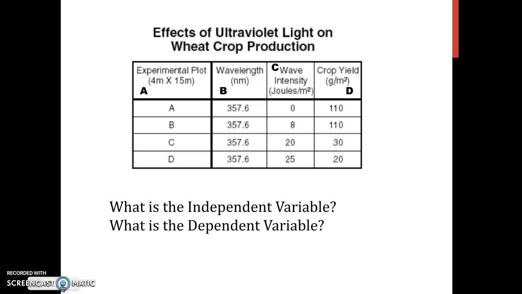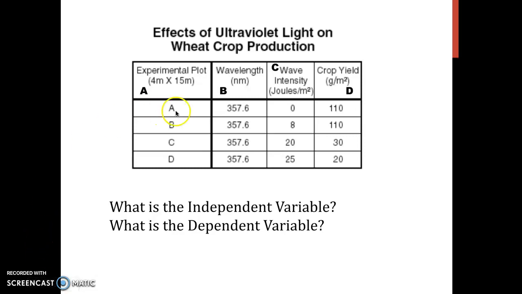Here is another example of a data table, and I'm just curious to see if maybe you can hit pause and answer these two questions. From looking at this data table, what are the independent and dependent variables? Well, a little bit of a review from yesterday's discussion in class. An independent variable is the one thing that we're changing. The dependent variable is what responds to that change that we made, the independent variable.